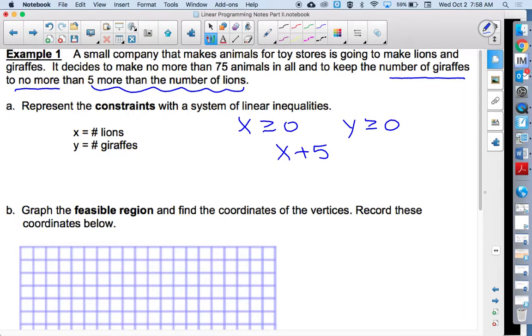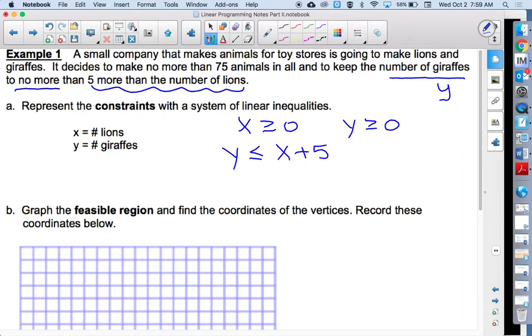So Josh, what would that look like? Y is less than or equal to x. There we go. Y is less than or equal to x plus 5. So my giraffes is y. So the number of giraffes is y. It cannot be more than. So if it can't be more than, it has to be less than or equal to. And then the number of lions is x plus 5. So 5 more than the number of lions.